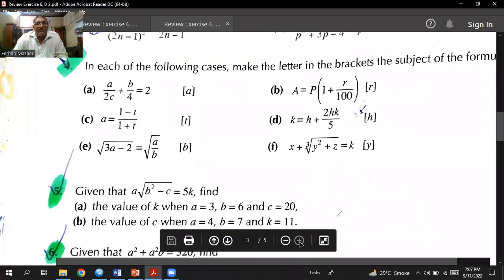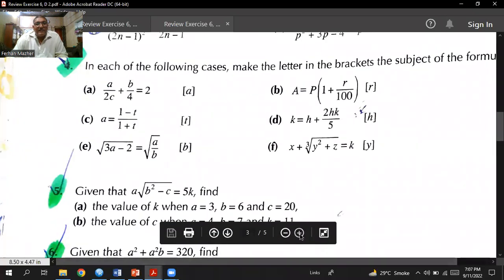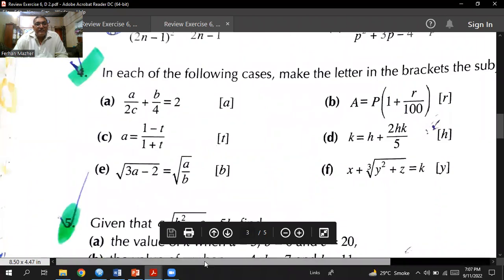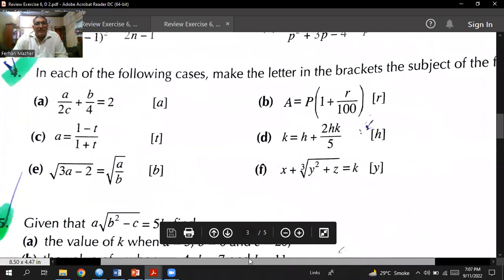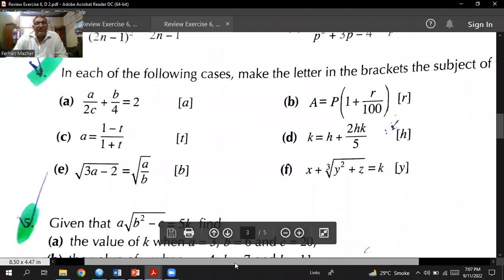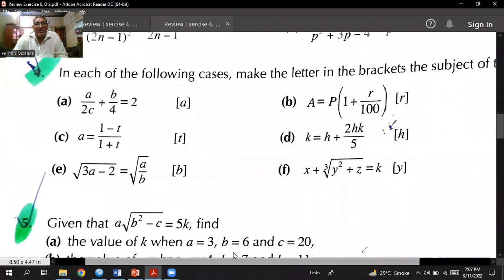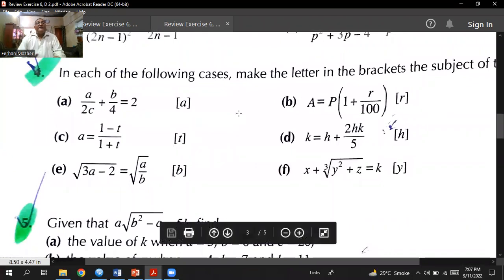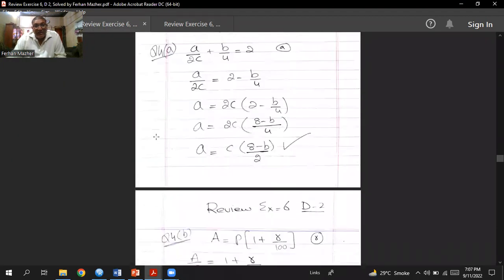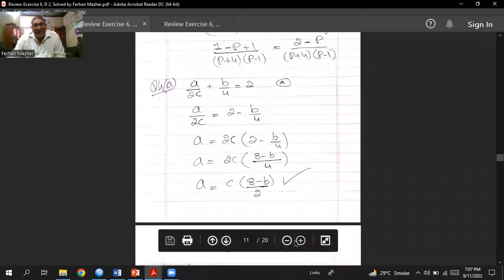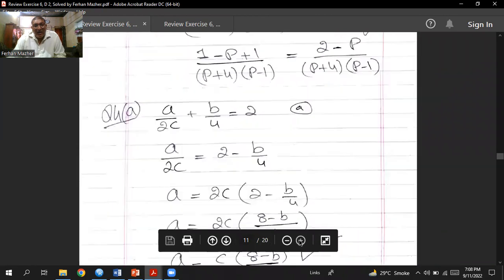And in the question number 4, you can see what they say. In the question number 4, he says, in each of the following cases, make the letter in the brackets the subject of the formula. Okay. So question number 4 is A part. We have A divided by 2C plus B divided by 4 equals 2. And I want A to be the subject of the formula. When I say A is the subject of the formula, it means that I will make the A alone on one side.